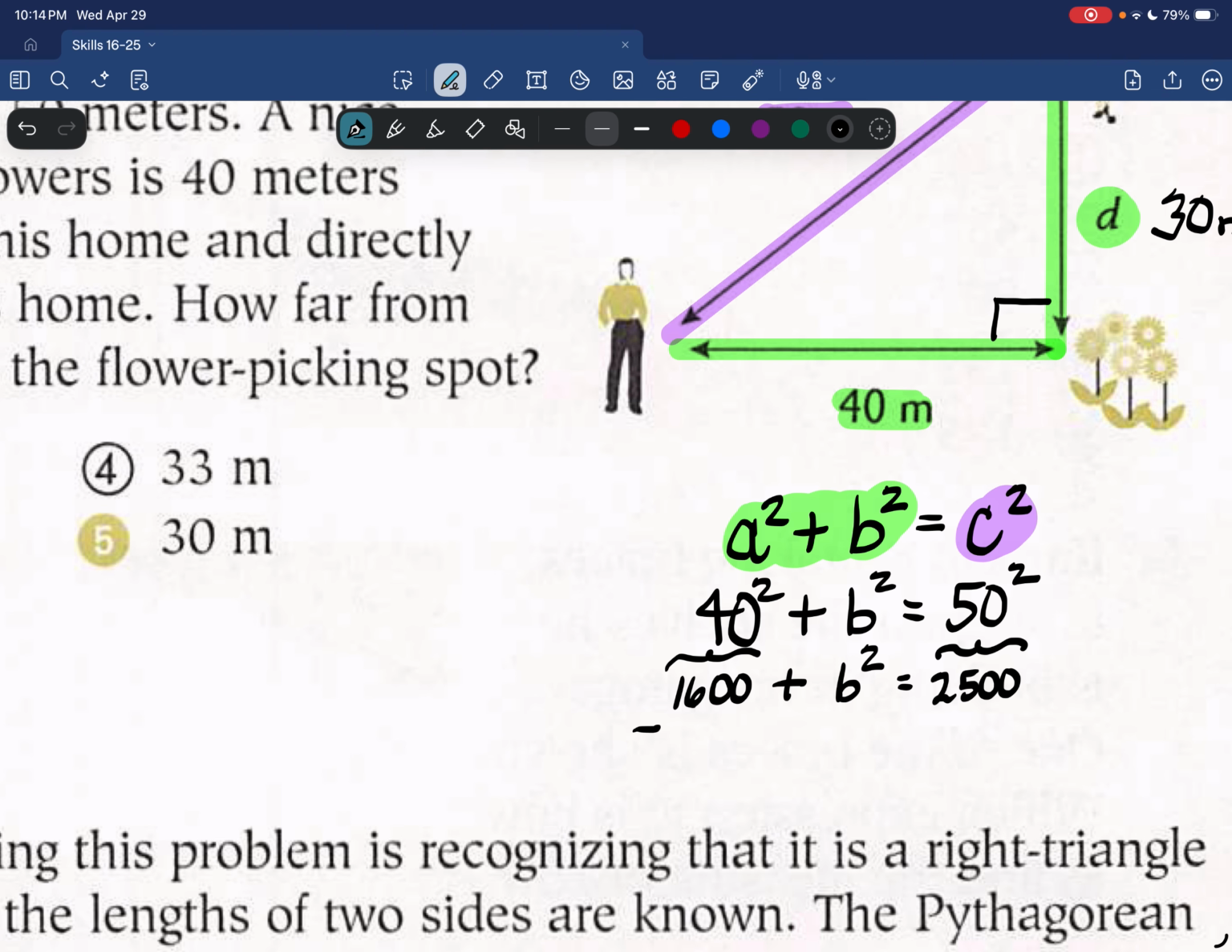So if I take away the 1,600, and algebra says I have to do it to both sides, you really need to know how to do algebra before you do this. But they've chosen to put it here, and that's okay. You take the square root of both sides. So B equals, not 90, B equals 30 meters.